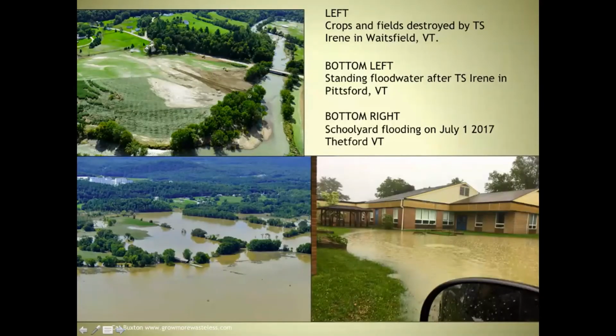These are some pictures from around Vermont, some from Tropical Storm Irene. I'm sure you've seen many of them. They're all over the internet, and many of us experience these visuals ourselves in our own communities. And it's not just Tropical Storm Irene. Every time we get rain now, it's intense, and it's hard to manage.